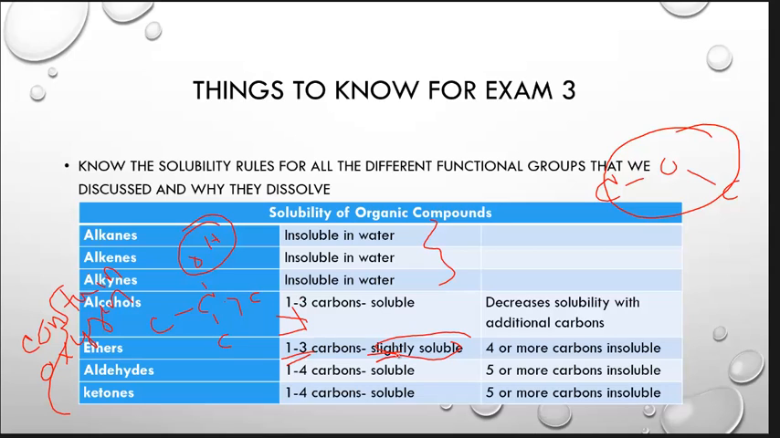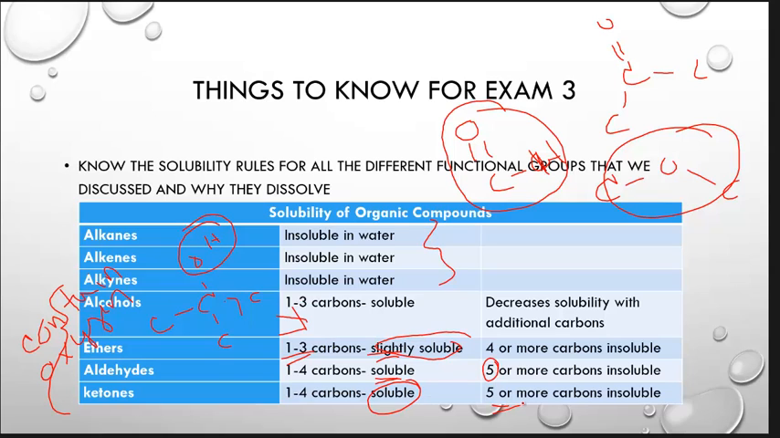it's only slightly soluble. Aldehydes, once again, you have a double bonded oxygen and a hydrogen here. That double bonded oxygen makes it soluble, but only up to 4 carbons. Once you get to 5, it's insoluble. Ketones are the same way. Double bonded oxygen, and you have a carbon on either side. Up to 4 it's soluble, but more than that, it's not going to happen. And that is your second review for your Chem 119 Exam 3.